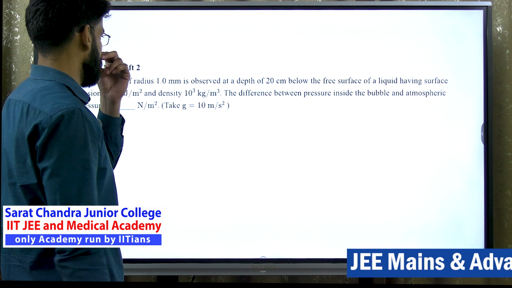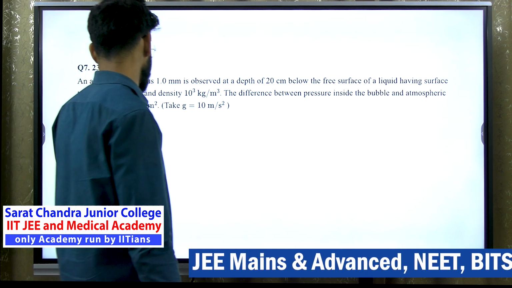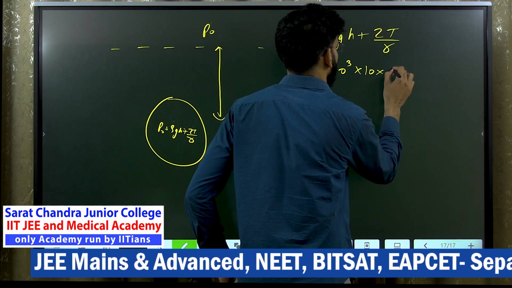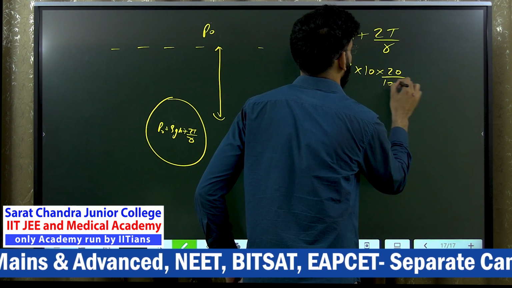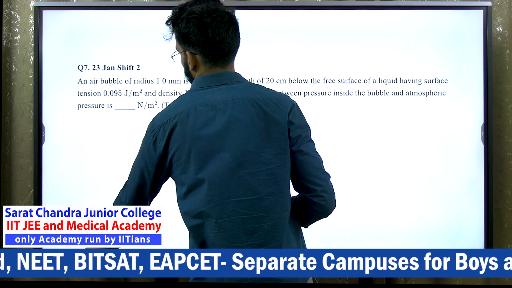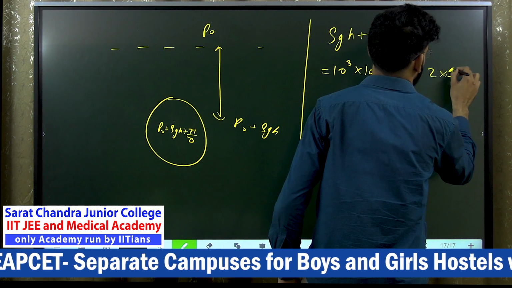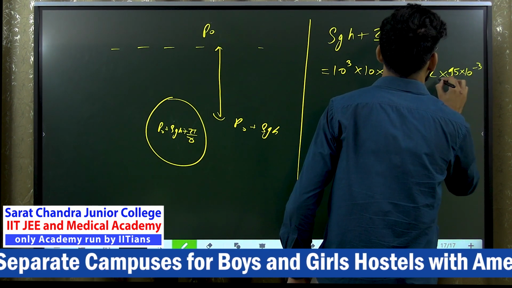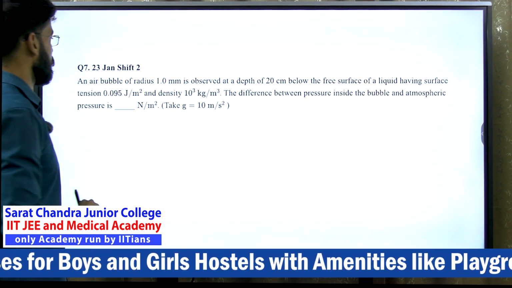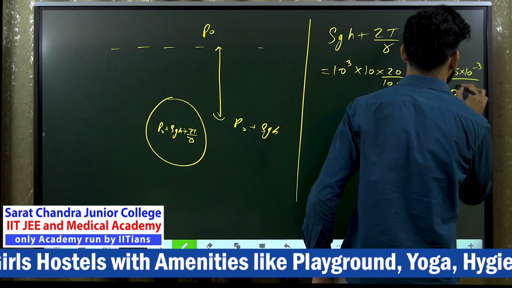Density 10 to the power 3. GH is what? 20 centimeter. Okay. So density 10 to the power 3 into g into 20 centimeter means 20 by 100, plus 2 into surface tension value, which is also given, 95 into 10 to the power minus 3, divided by R. R is how much? R is given 1 millimeter. 1 millimeter means what? In meter, you answer 10 to the power minus 3.